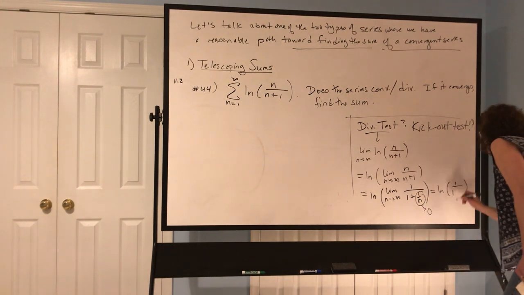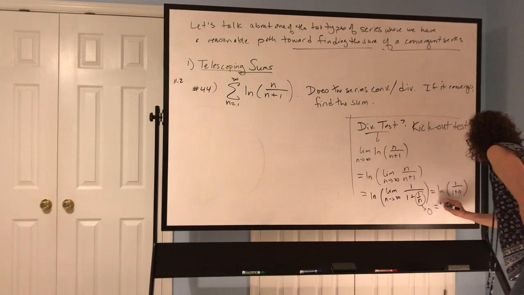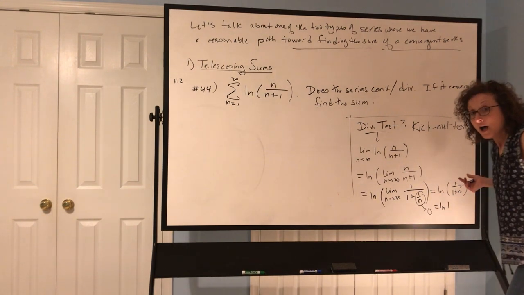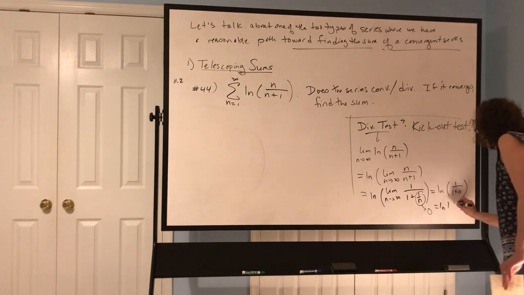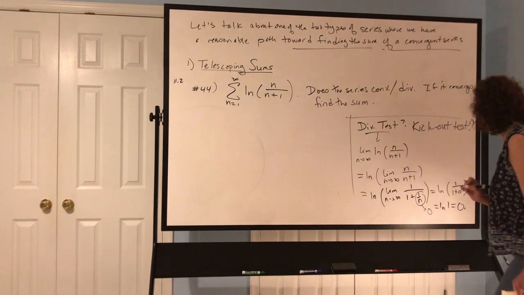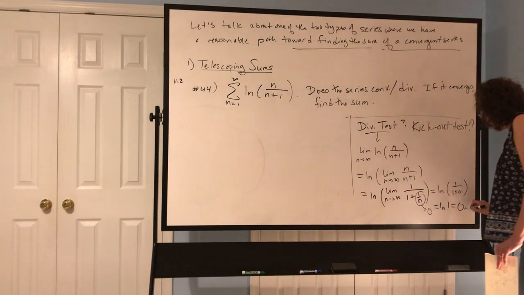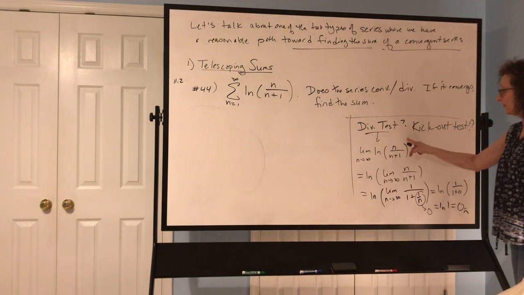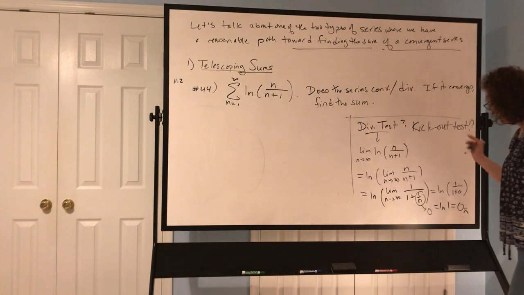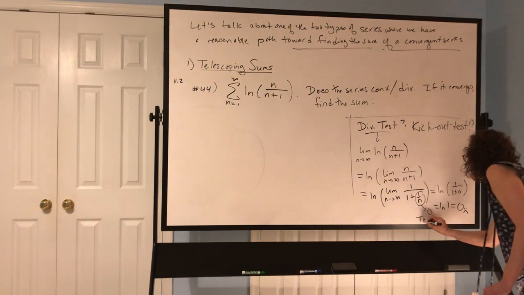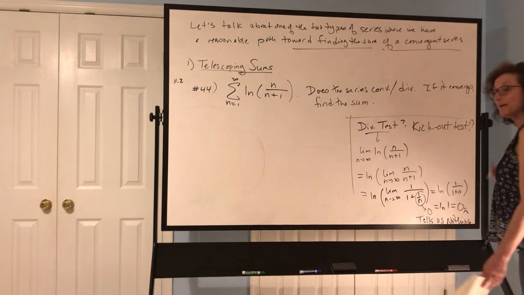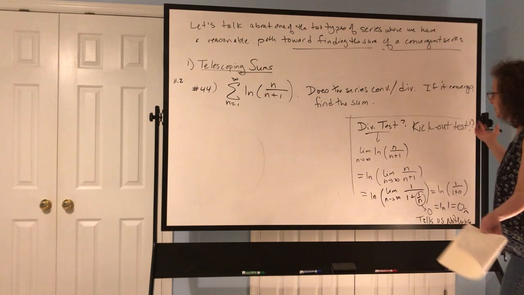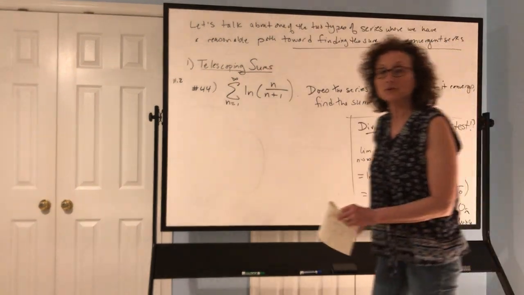All right, so what do we have? We've got the natural log of 1. Oh, good. What is the natural log of 1? Good, you guys know it. It's 0, so now we're sad. Why are we sad? The divergence test tells us nothing. That means we have to do work. The divergence test didn't kick this guy out, now we have to do some work.